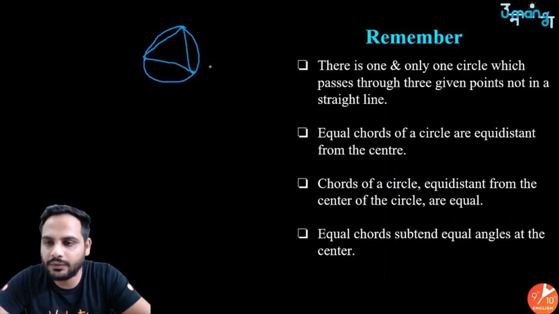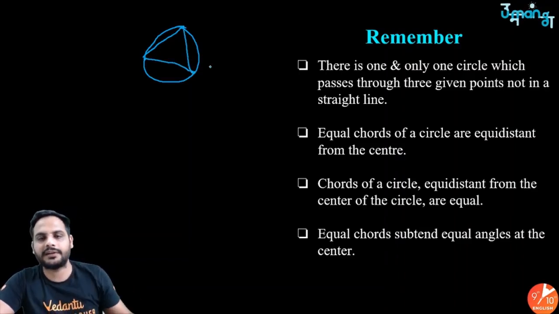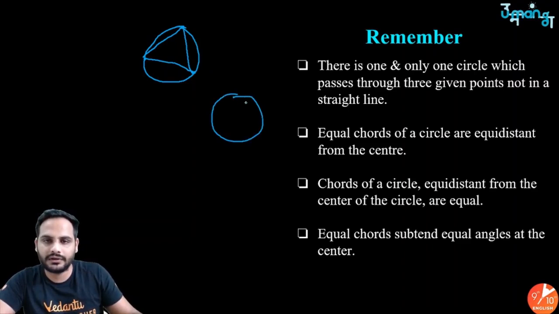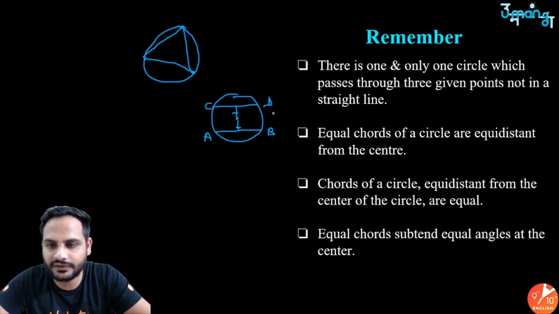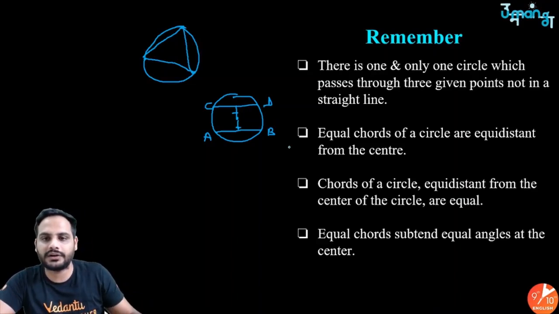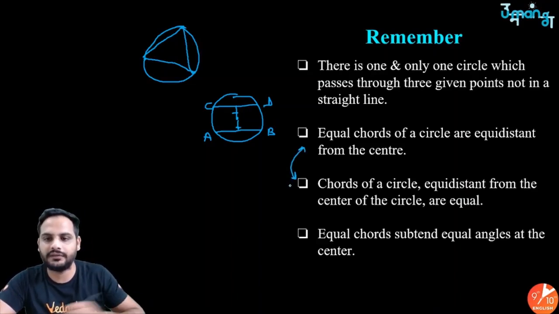Okay, equal chords of a circle are equidistant from the center. That means if you have two chords which are at equal distances from the center, then the chords also will be equal to each other. Chords of a circle equidistant from the center of a circle are equal. If two chords are at an equal distance, then again they will be equal. So these two are converse of each other.